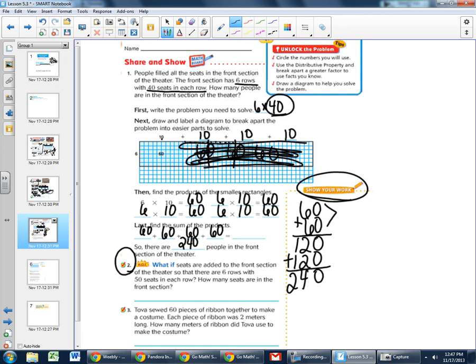Your next one, Tova sewed 60 pieces of ribbon together to make a costume, so we're no longer worried about the theater seats. Each piece of ribbon was 2 meters long. How many meters of ribbon did Tova use to make the costume? So you're going to figure out your math problem. You have 60 pieces of ribbon. Each piece is 2 meters. Finish number 2 and 3, please. You'll check those at the end of the lesson with the book and circle anything that you may have missed.